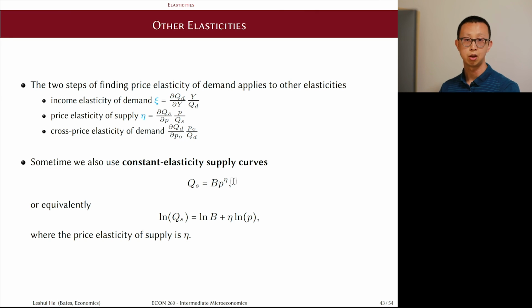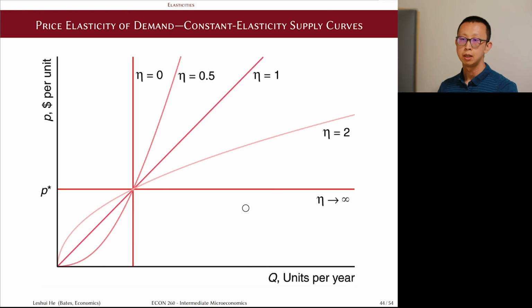And of course, it has the log form as well. If we take log on both sides of this supply function, we're going to have log of quantity supplied equal to log of the constant B plus eta times log of price. You can verify that in fact the price elasticity of supply for this function is indeed a constant eta.